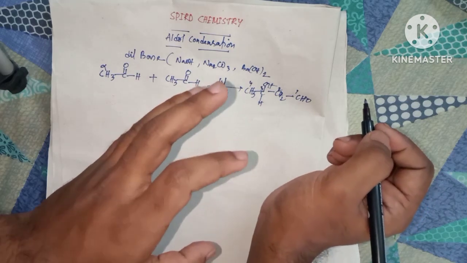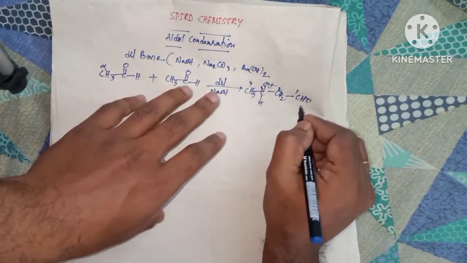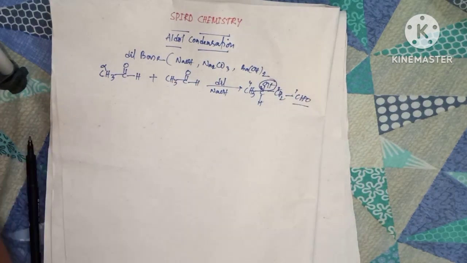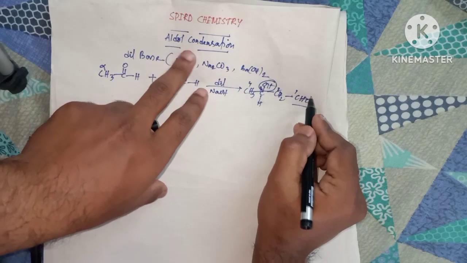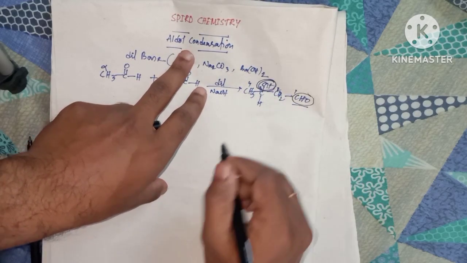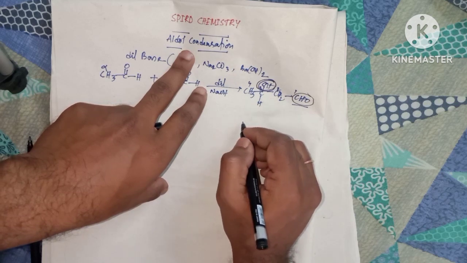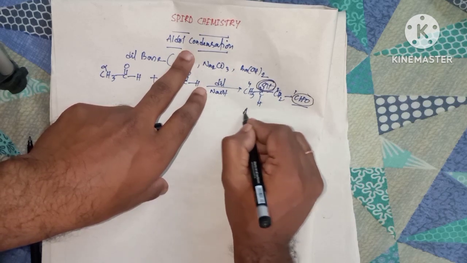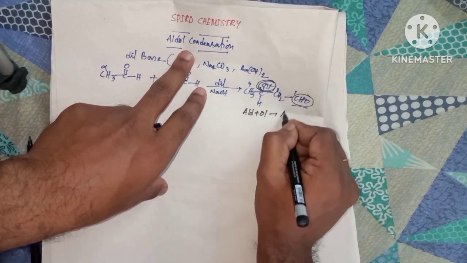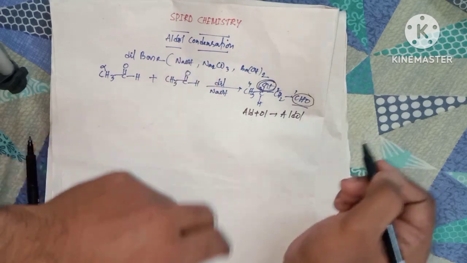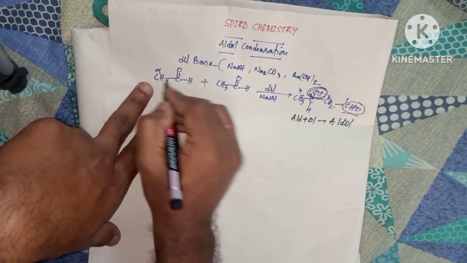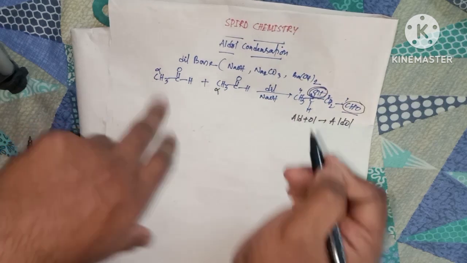Why do we call this aldol? Because both an aldehyde group and an alcohol group are present. So that's why we call it aldol. Aldehyde means ALD plus alcohol OH, it's called aldol. Condensation reaction. It has an alpha hydrogen and this is also an alpha hydrogen.